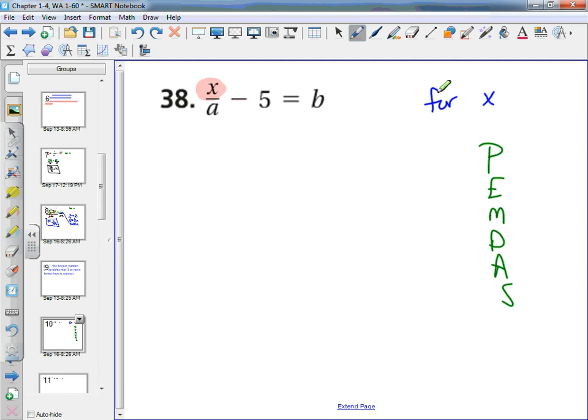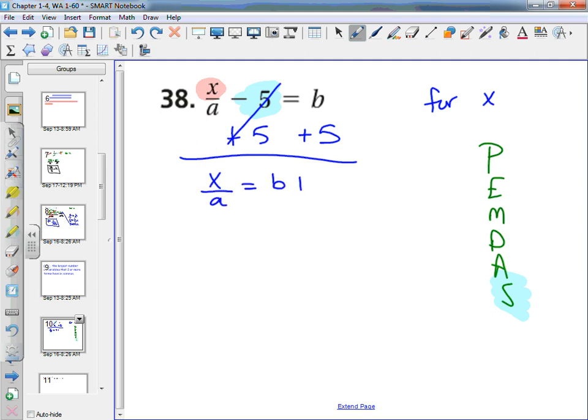So the first thing that we're going to do is what? Are we going to do the division, or are we going to do the subtraction? We're going to do that subtraction because that's the last thing that we did. So we have to get rid of that minus 5 first, correct? So how do I get rid of that minus 5? I am going to add 5 to both sides. So I have x divided by a is equal to b plus 5.